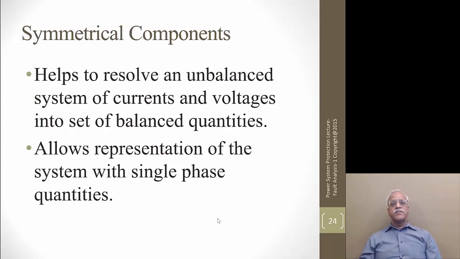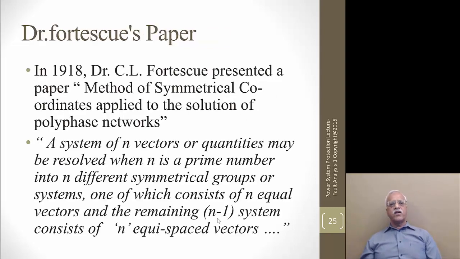That is where symmetrical components was proposed to help, to resolve an unbalanced system of currents and voltages into sets of balanced quantities, so that we can represent an unbalanced system due to a fault by a set of balanced networks, and solve this as a single-phase electrical system. This was done in 1918 by Fortescue. It is a 38-page paper which was published, called Method of Symmetrical Coordinates Applied to the Solution of Polyphase Networks.